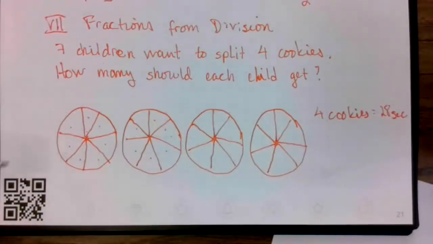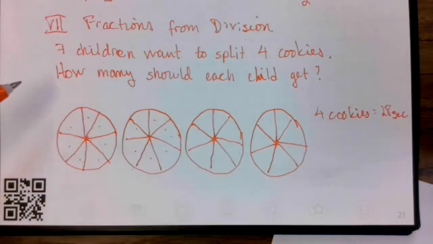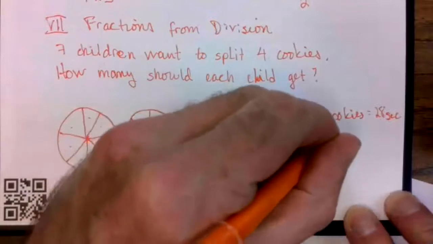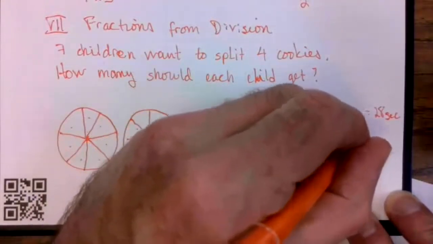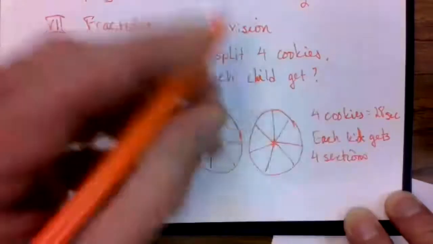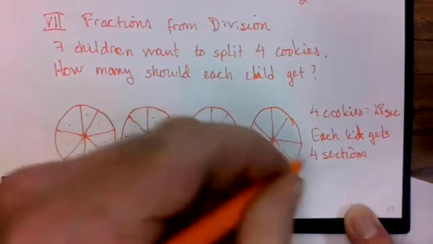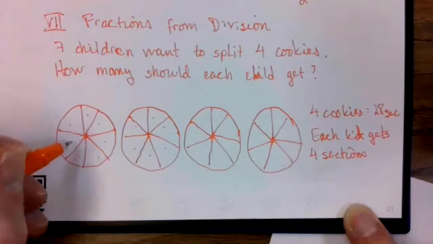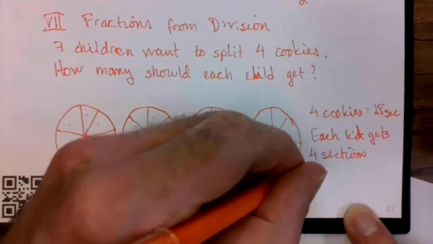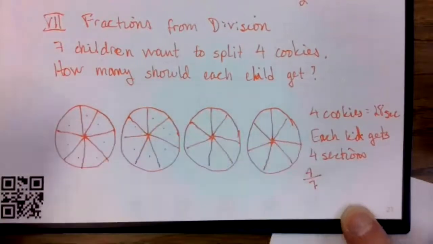So how many sections should each kid get? Right, each kid should get 4 of those sections, right? Okay, so if I take 4 cookies divided into 7 pieces, 4/7 of a cookie.